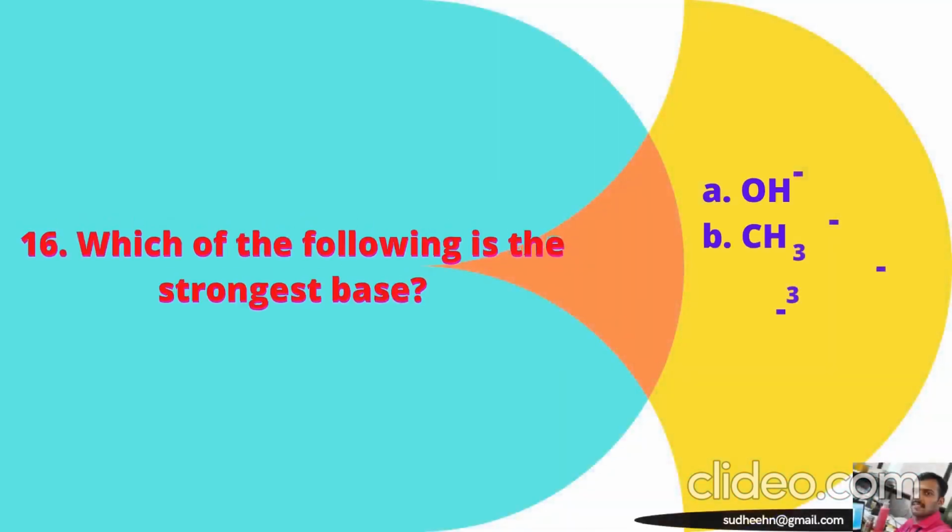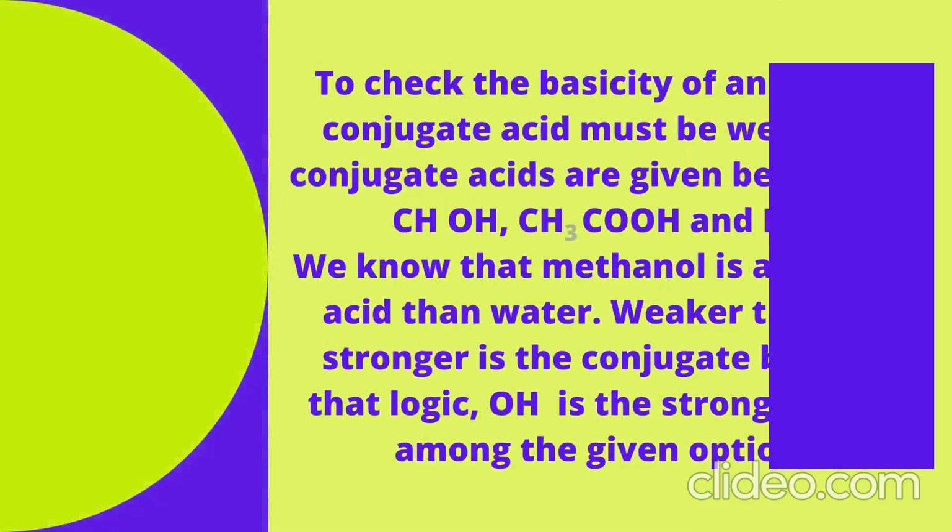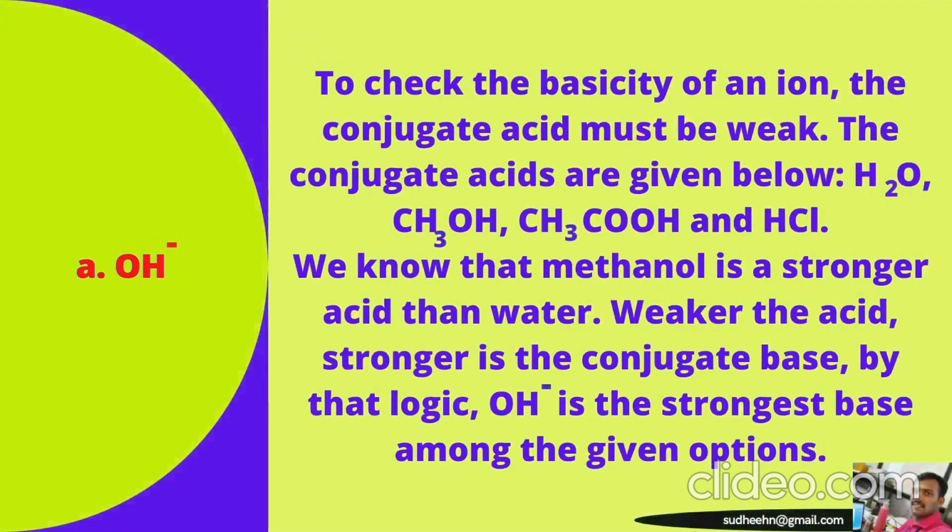Next question is question number 16. Which of the following is the strongest base? Option A, OH minus, that is hydroxide, a diatomic anion. Next, CH3O minus, that is a methoxide ion. Next, CH3COO minus, that is an acetate ion, and chloride ion. And the right answer is option A, that is hydroxide, a diatomic anion.